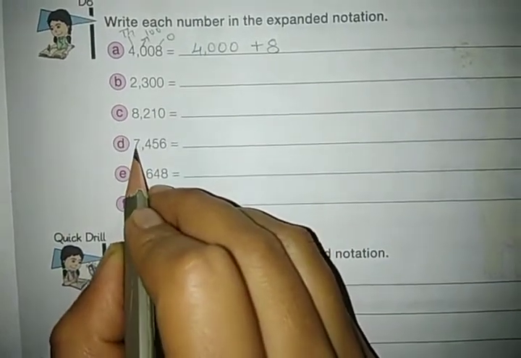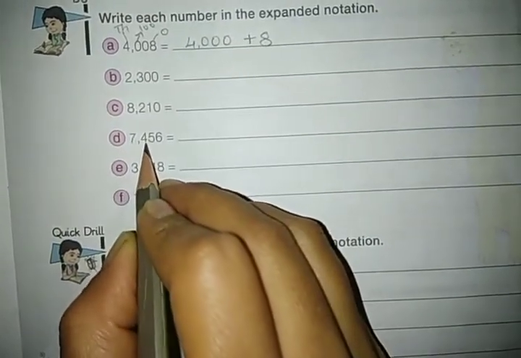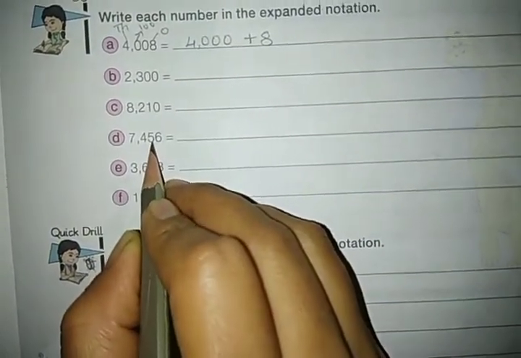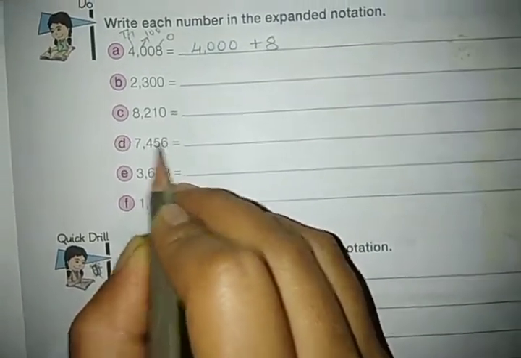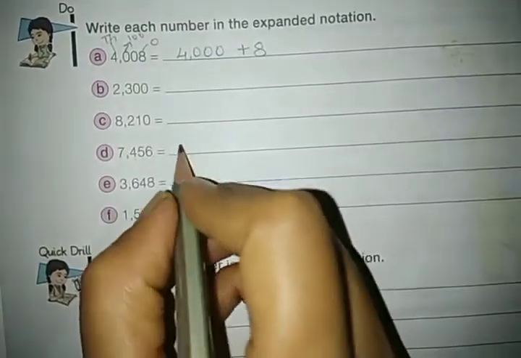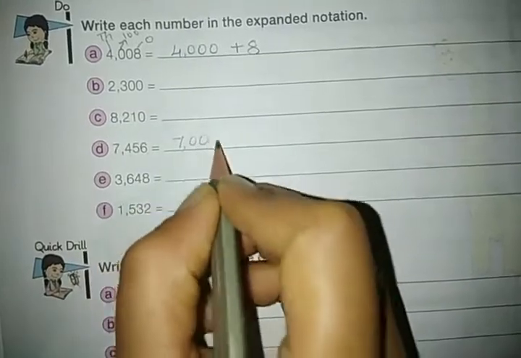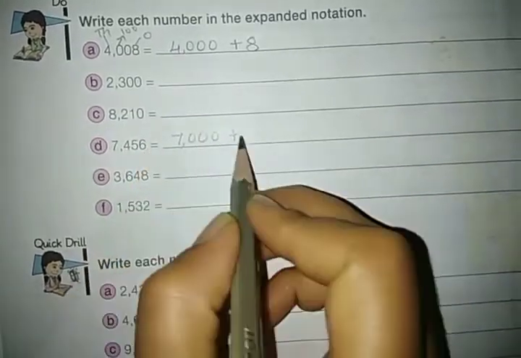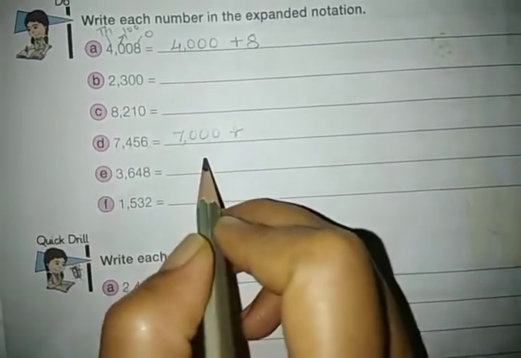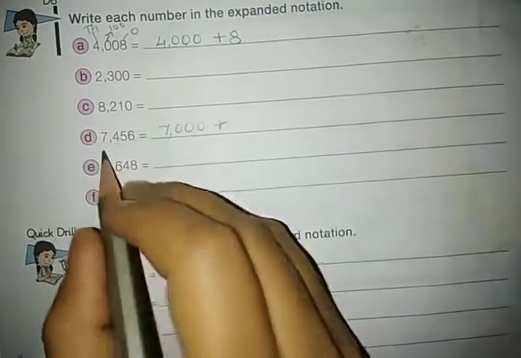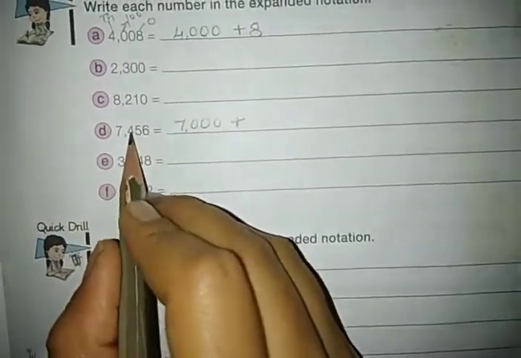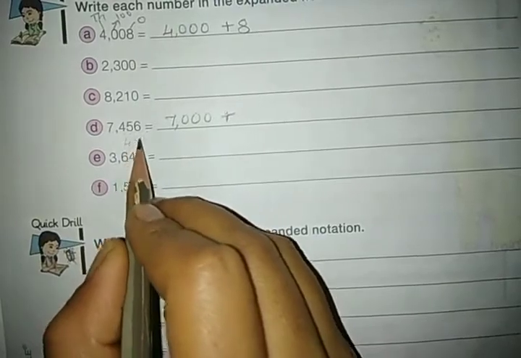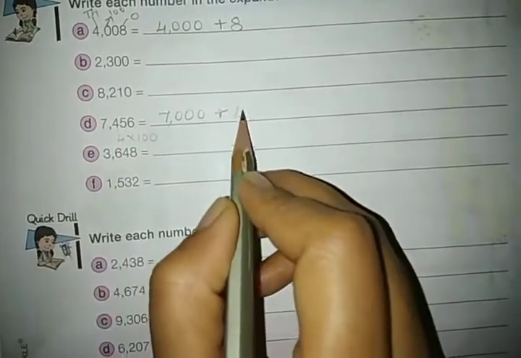7456. 7 is in thousand place, 4 is in hundred place, 5 is in tens place, 6 is in ones place. So 7 into 1000 is 7000. 7000 plus, we need to write the plus sign after expanding each number. 4 is in hundred place. Yes, 4 into 100 is 400.